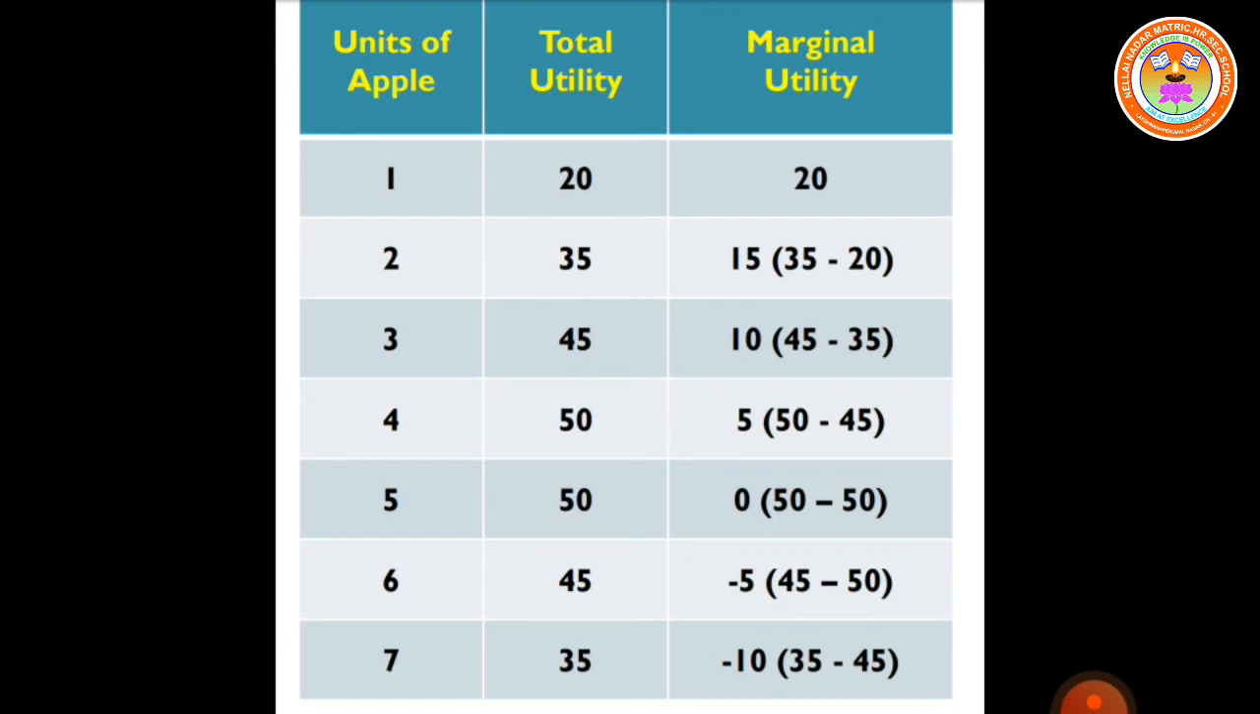See this tabular column, children. The first column is units of apple, the second one is the total utility, the third one is the marginal utility. The units of apple increase 1, 2, 3, 4, 5, 6, 7. And total utility, see, 20, 35, 45, then 50, again 50, then 45, 35.